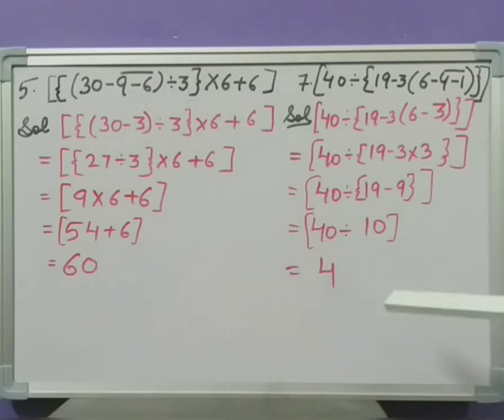We are going to solve the curly bracket first. So in the curly bracket there is subtraction and multiplication. So first we are going to solve the multiplication, which gave us 9. So now 40 divided by curly bracket 19 minus 9, curly bracket closed, big bracket closed. So 19 minus 9 gave us 10. 40 divided by 10 is equal to 4.